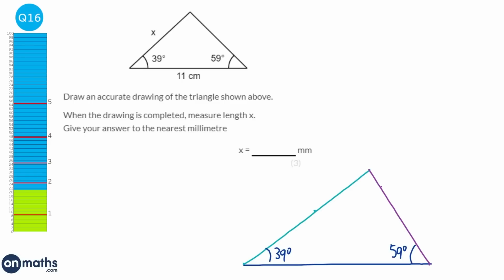And it says when it's completed, measure length x. So I'm going to get my ruler out, and I'm going to measure this length here, this one here, and it is about 95 millimeters. So the answer for me is 95 millimeters.